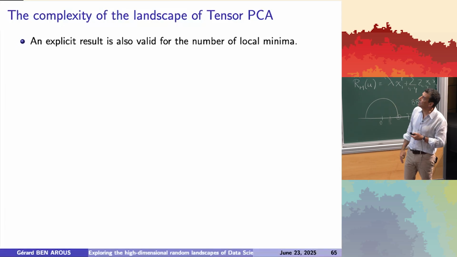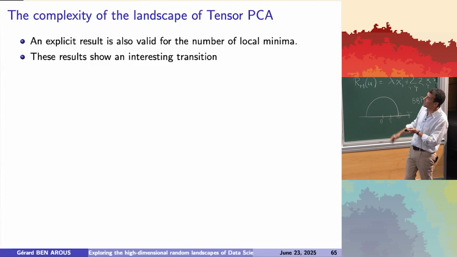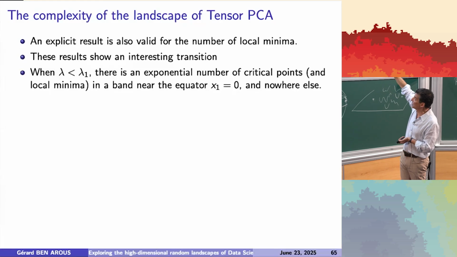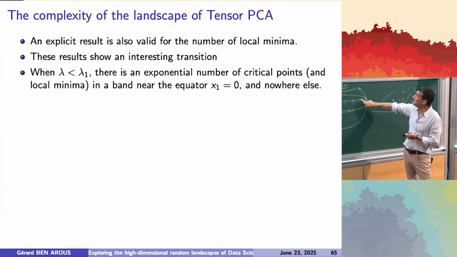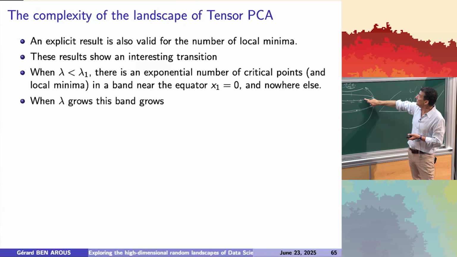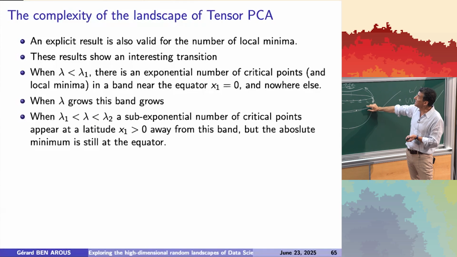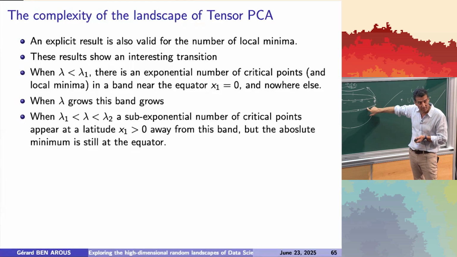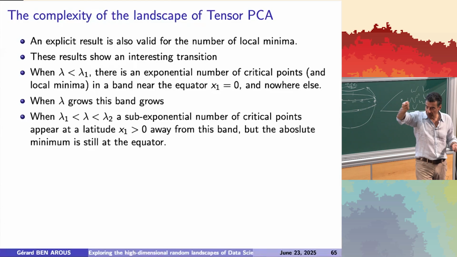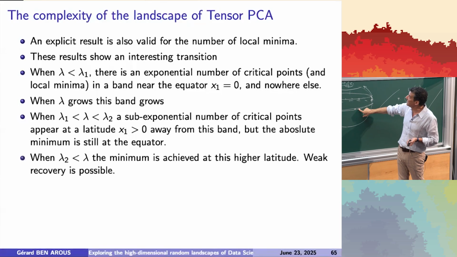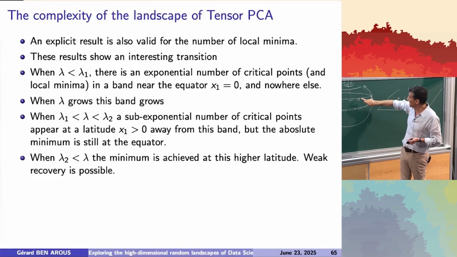You have an explicit result like that for the number of local minima, and the results show this interesting transition that I was just describing. So when lambda is smaller than a certain value, there is an exponential number of critical points in a band here, the equator, and nowhere else. Then the band initially grows a bit, and when lambda is between lambda 1 and lambda 2, you have a sub-exponential number of critical points here at a positive latitude. But the minimum is still here, which means that if you could find the minimum, your maximum likelihood estimator is still bad. Right? Then, when lambda is larger than lambda 2, the minimum is here.